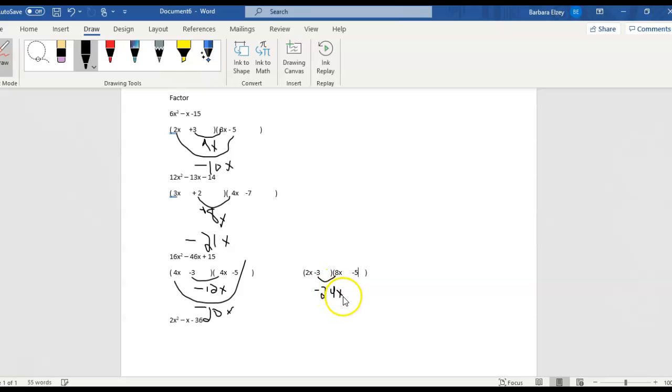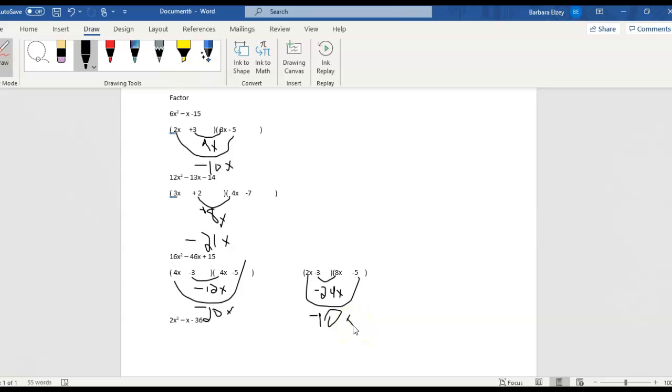-24x is our middle. Let's see what we get from the outside. That is -10x. And that too does not add up to -46.